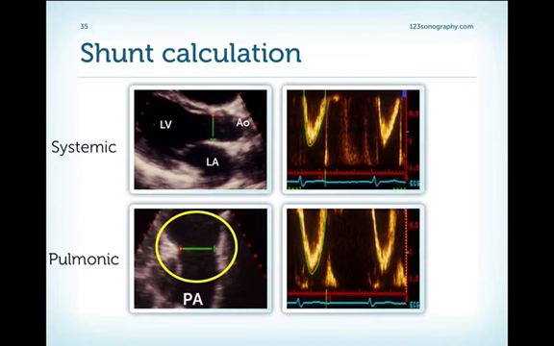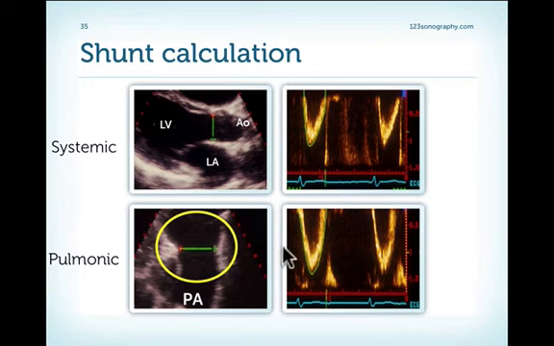We could also calculate a shunt ratio, the ratio between pulmonary and systemic flow. This is shown in these images here. We measure the systemic flow either in the left ventricular outflow tract or at the valve level by measuring the diameter and calculating the cross-sectional area in this part of the heart here. And in addition, we use pulsed wave Doppler to calculate the velocity time integral, and this will give us the systemic flow.